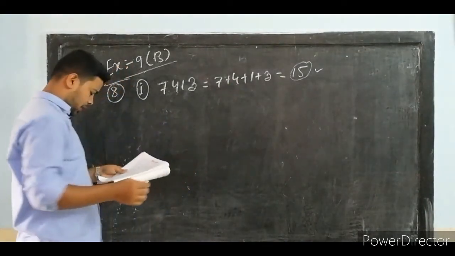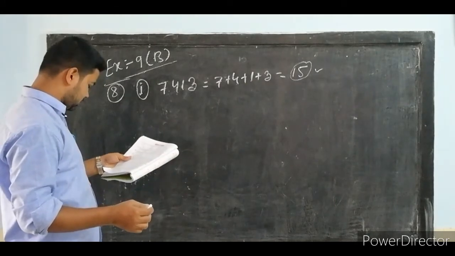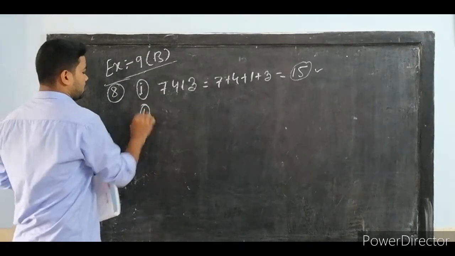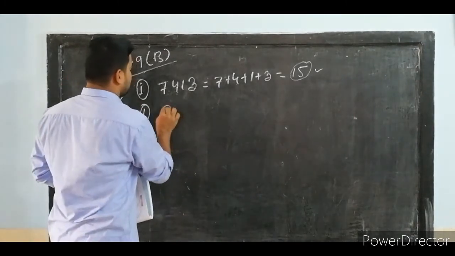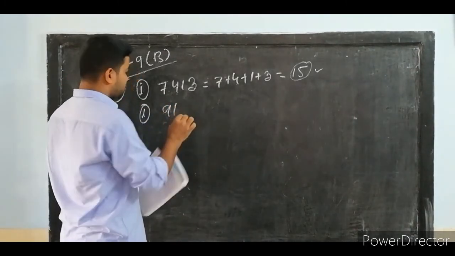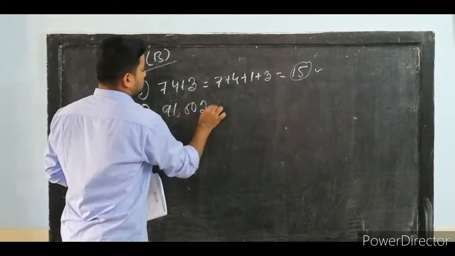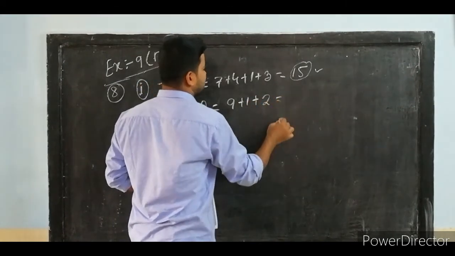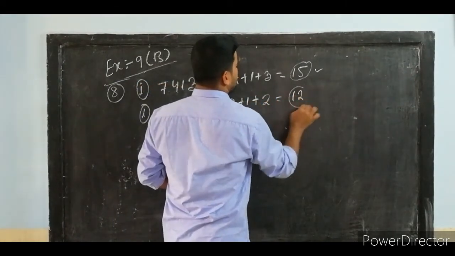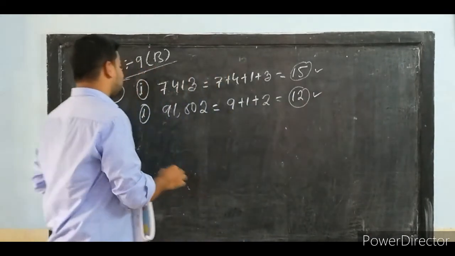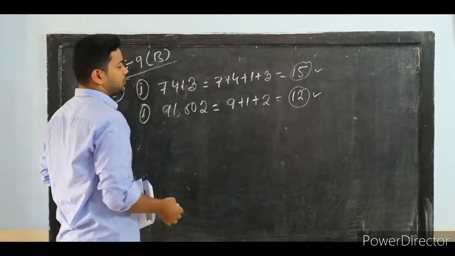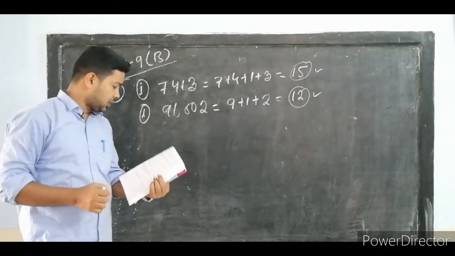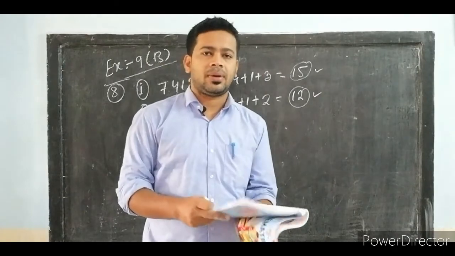Yeah. Now after I, let's go for L. The number is 91,002. So the sum is 9 plus 1 plus 2. 9 plus 1 is 10 and 2 is 12. Since 12 is divisible by 3, we can say 91,002 is also divisible by 3. Okay, so in this way we will do up to question number 8. The rest of the questions we will do in our next class.